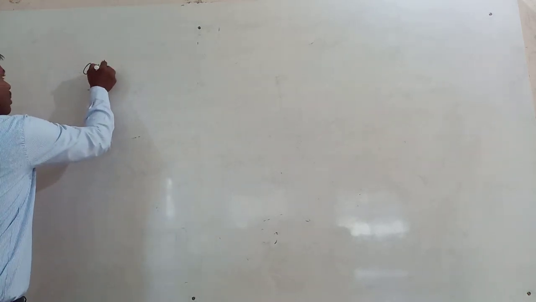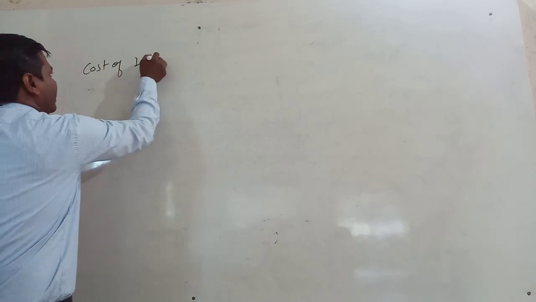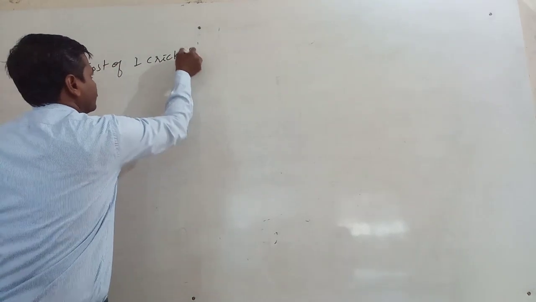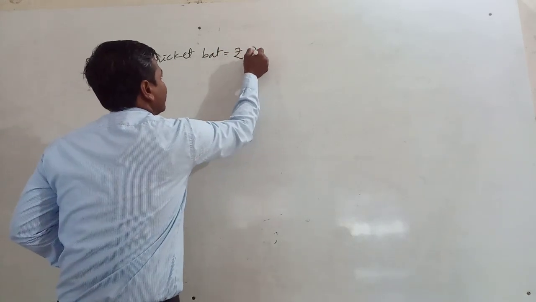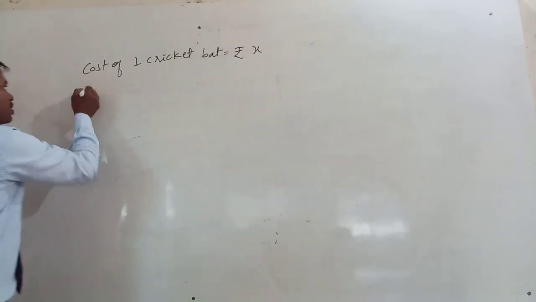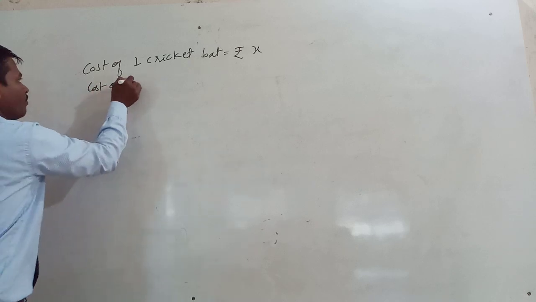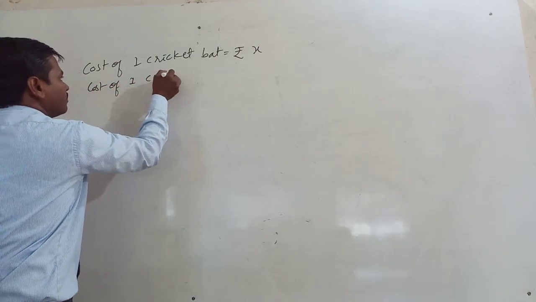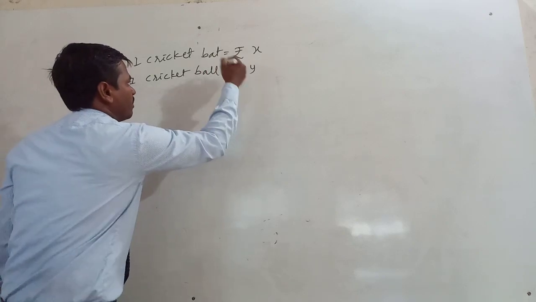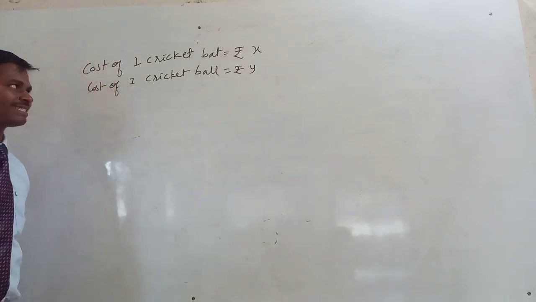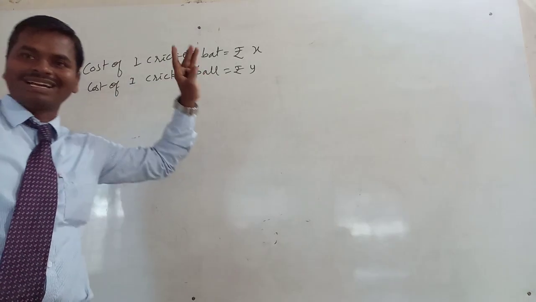Let us take the cost of one cricket bat equal to x rupees, and the cost of one cricket ball equal to y rupees. Okay, y rupees and x rupees. Now apply the conditions here.